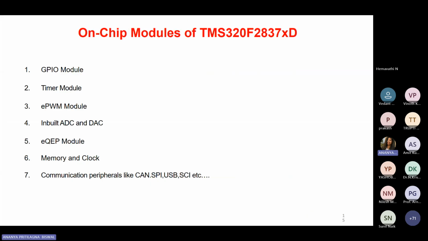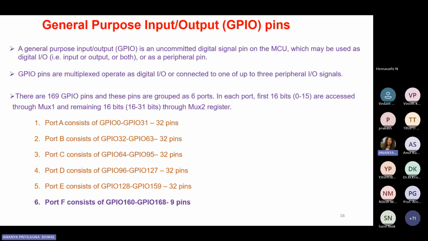These are the on-chip modules: GPIO module, timer module, EPWM module, DAC and ADC module, QEP module, memory and clock module, and communication peripherals. The GPIO pin is an uncommitted digital signal pin on the MCU, that is the microcontroller unit, which can be used as digital input or output.